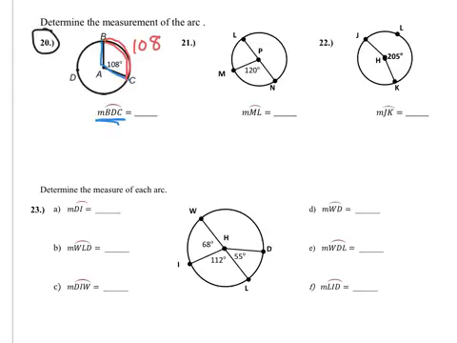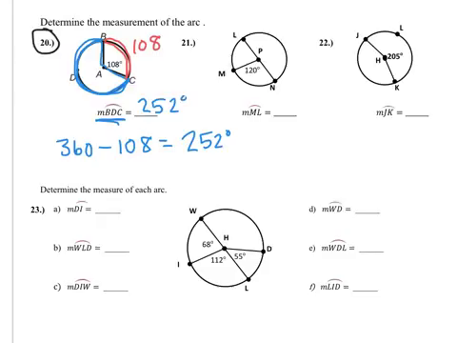Now, a circle has a total degree measure of 360 degrees. And so if this minor arc is 108 and the major arc consists of the rest of that circle, then the problem 360 minus 108 will give us the measurement of that major arc. And 360 minus 108 is 252 degrees. So that is the measurement of arc BDC, 252 degrees.